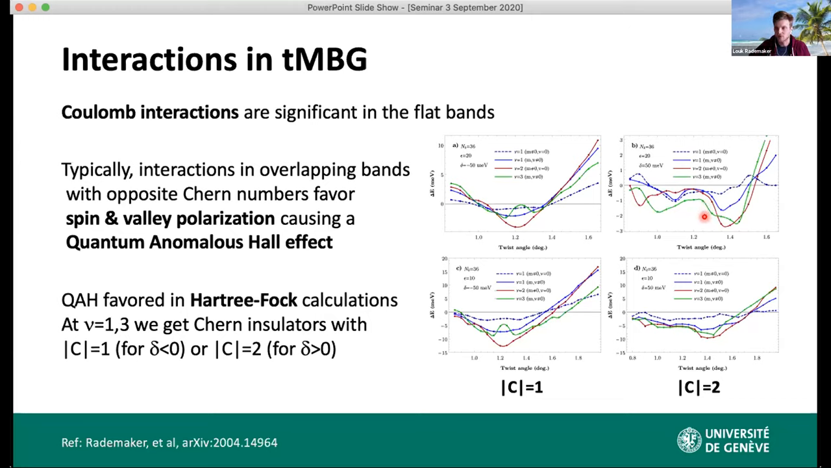If you have spontaneous spin or spin and valley polarization giving you a net Chern number and the state is insulating, that's exactly the recipe to get the quantum anomalous Hall effect. Remember, that's the interesting phenomenon that even in the absence of a magnetic field, you have transverse conductance that's quantized. And unlike twisted bilayer graphene, now the quantization number should be 2.